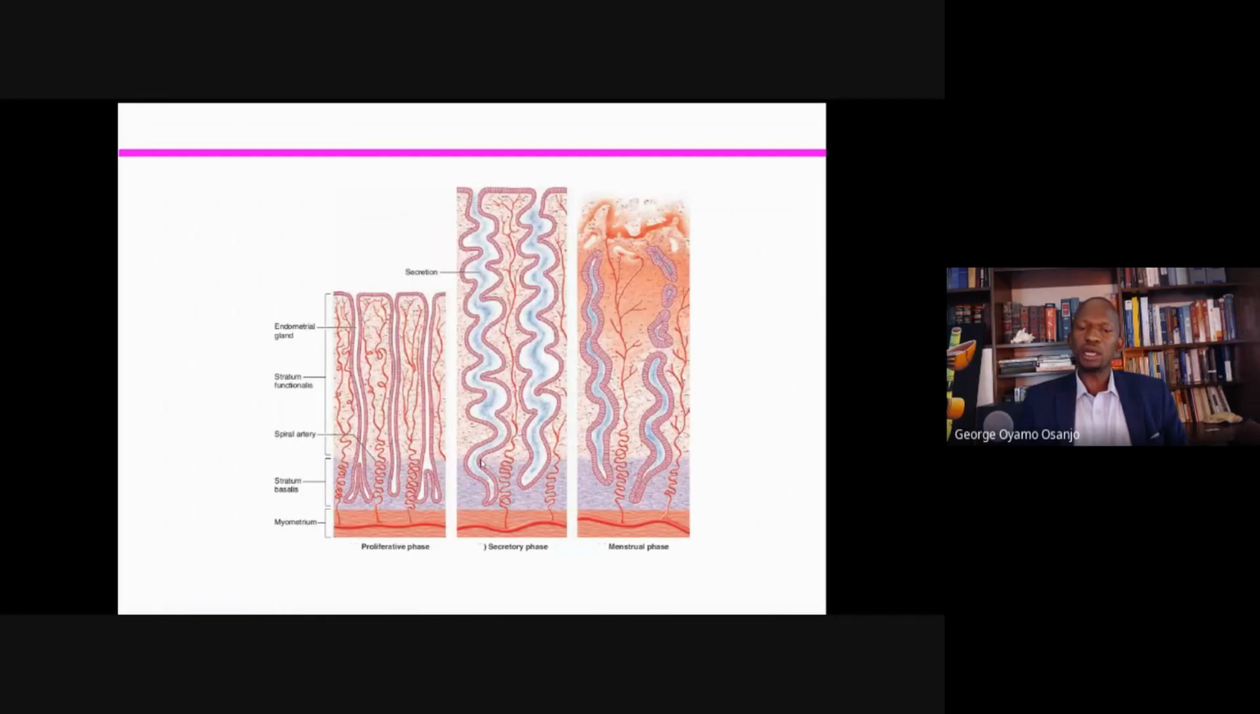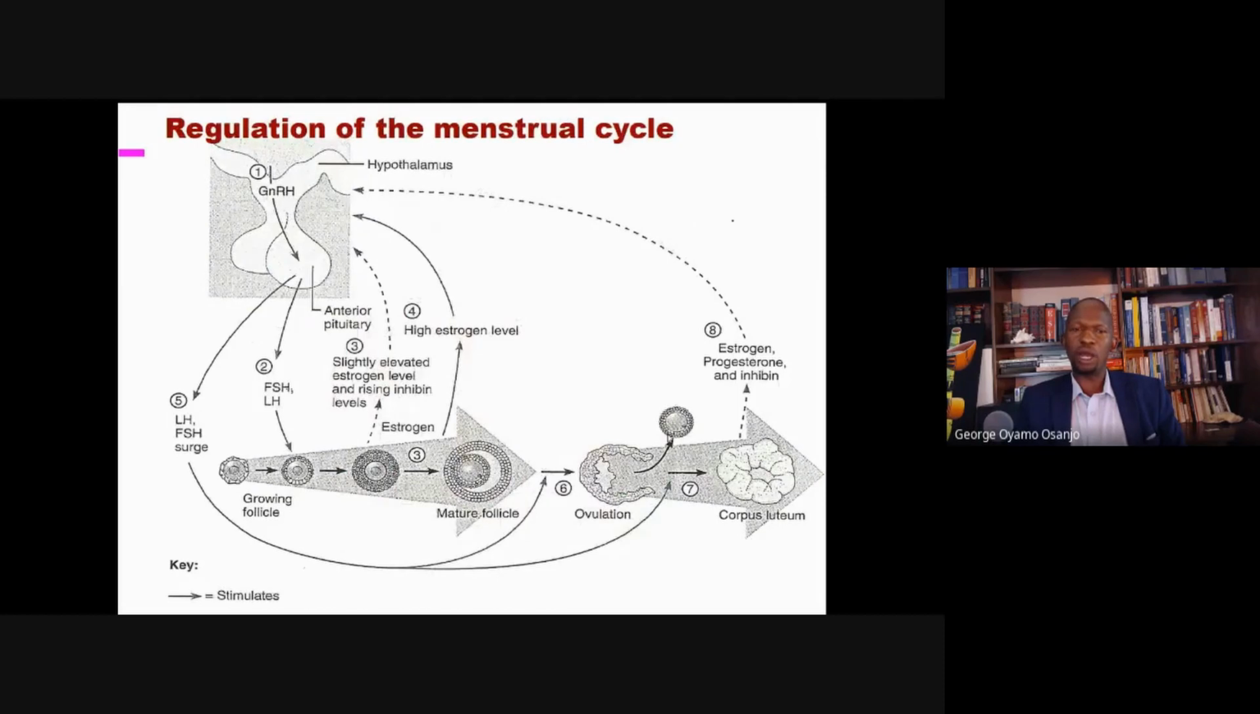Now, this diagram just shows the histology of the stratum functionalis at the various phases: during the proliferative phase, the secretory phase, and during the ischemic phase. Now, let's look at perhaps the regulation of the menstrual cycle.